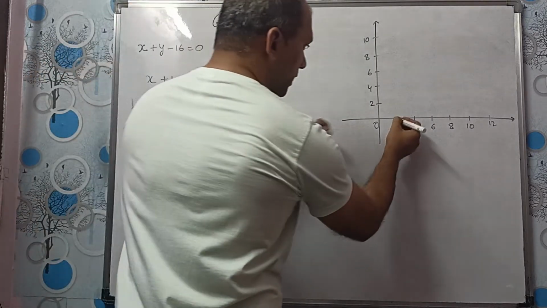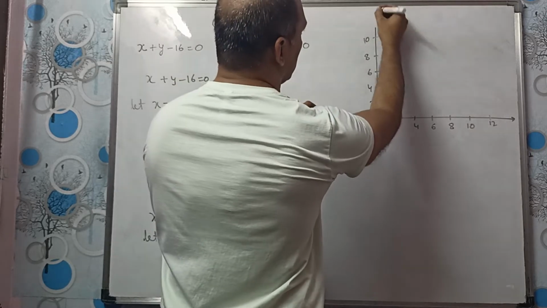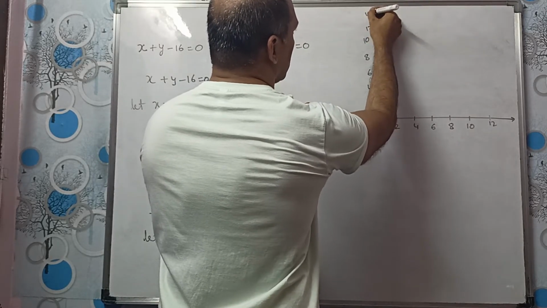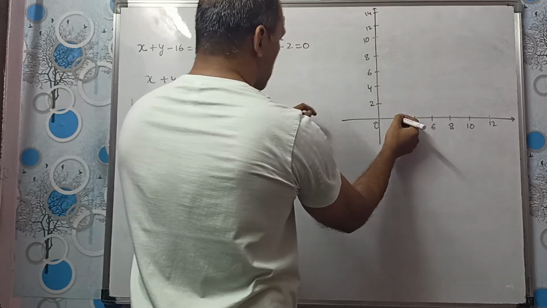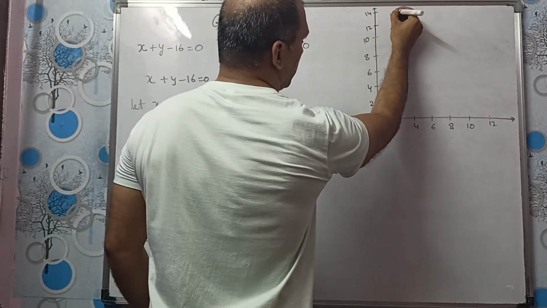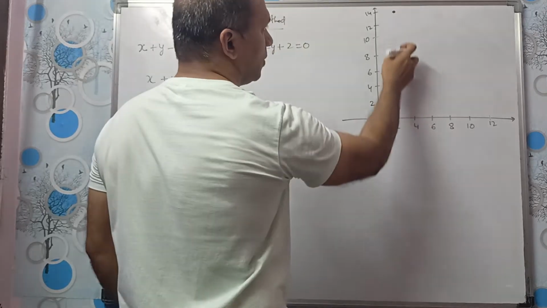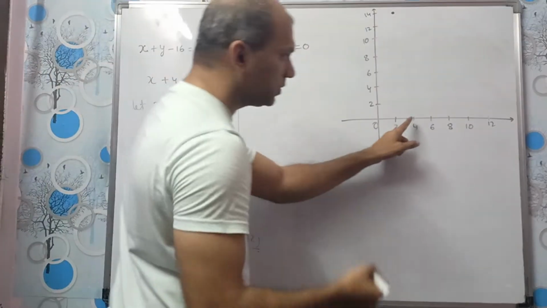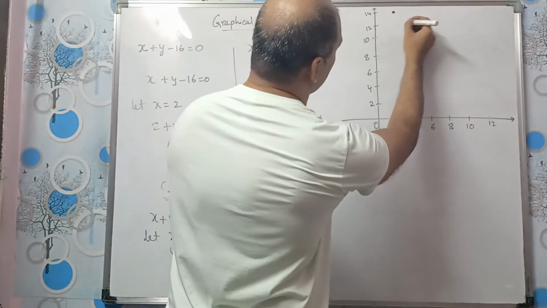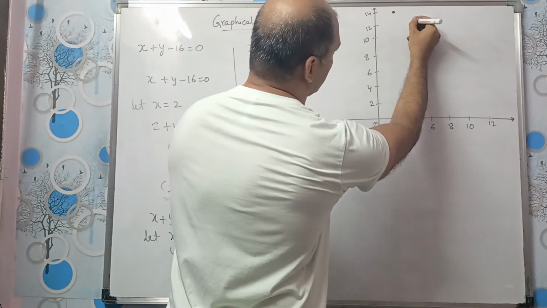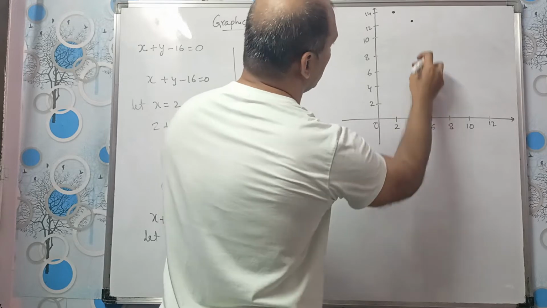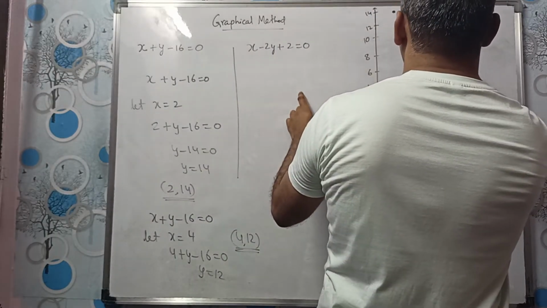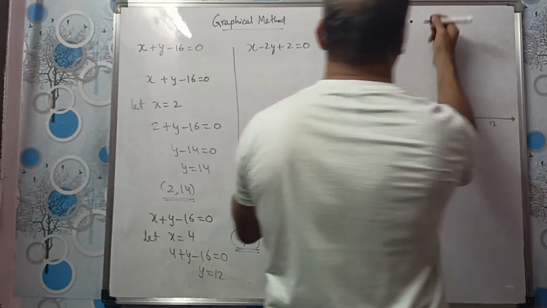So 2 comma 14. So x is here. Okay, I did not write 14, right? So 12 and this is 14. So 2 comma 14. This point is here. Okay, I hope you know how to plot these points. 2 comma 14 and 4 comma 12. So this is 4 and this is 12 here. 4 and 12. Slightly went up, right? So 4 comma 12. Okay.